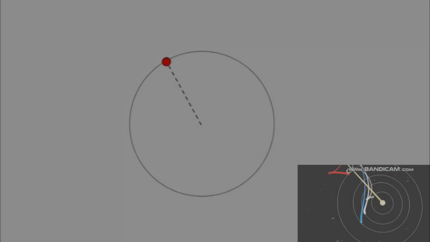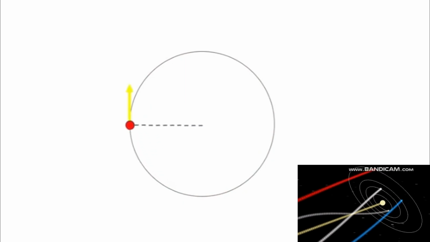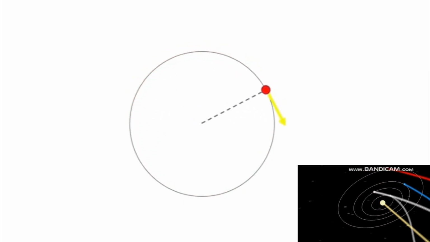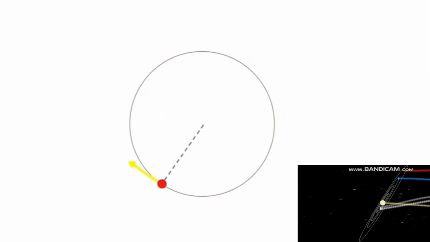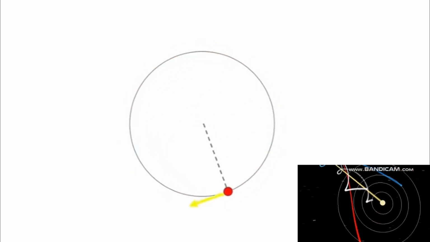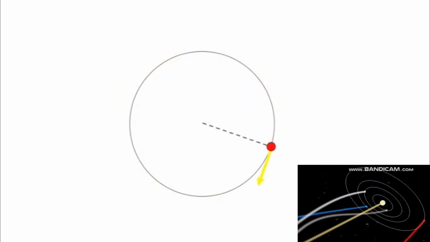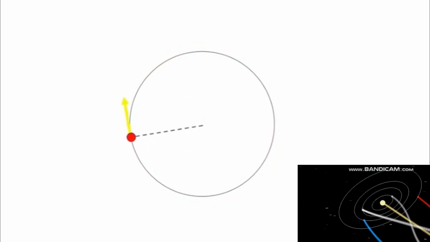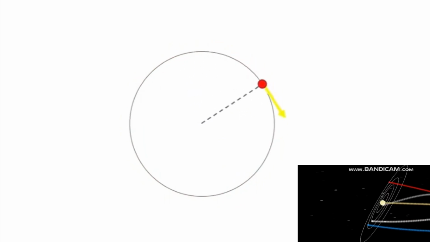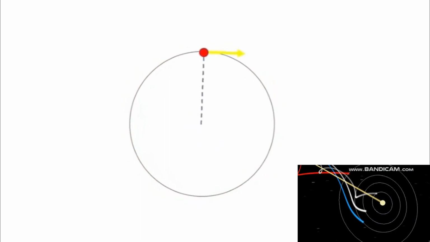The subject today is circular motion. This is our mass, moving in a circular motion, at the same speed, at all times. It is rotating at a constant tangential velocity. What is tangential velocity? At all times the mass is moving in the direction of the vector arrow.